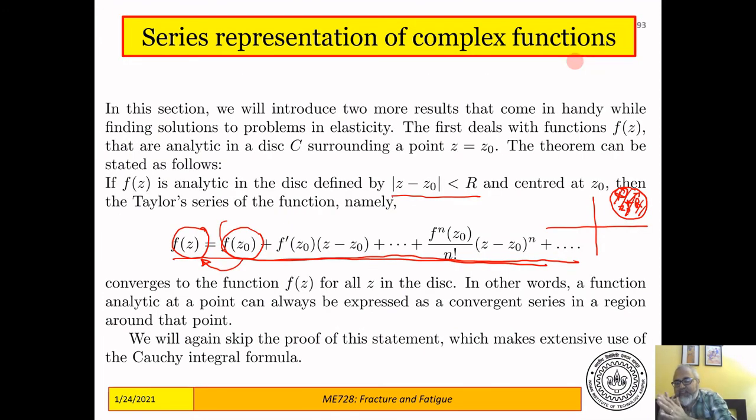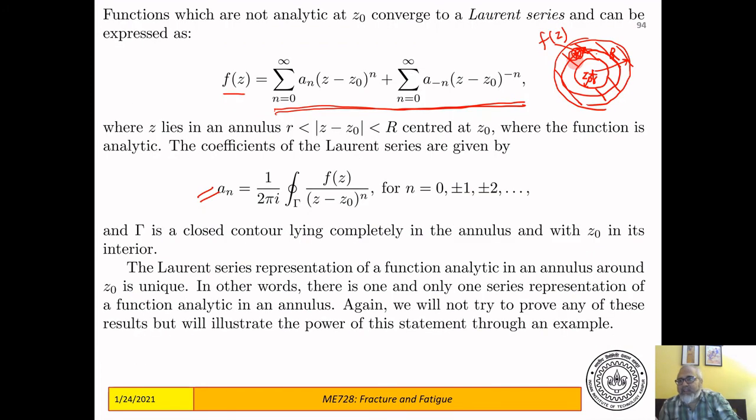The first statement is that for any analytic function in its domain of analyticity, the functional value at any point can be given in terms of functional values at another point through a Taylor series that is guaranteed to converge. For a function which is not analytic at z0, I can make an annular region, and for any point within the annular region I can give the functional value of f(z) in terms of a Laurent series whose coefficients are generated by this formula here.